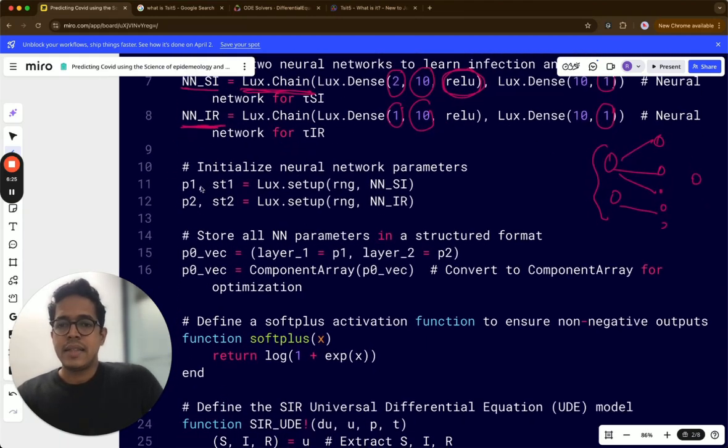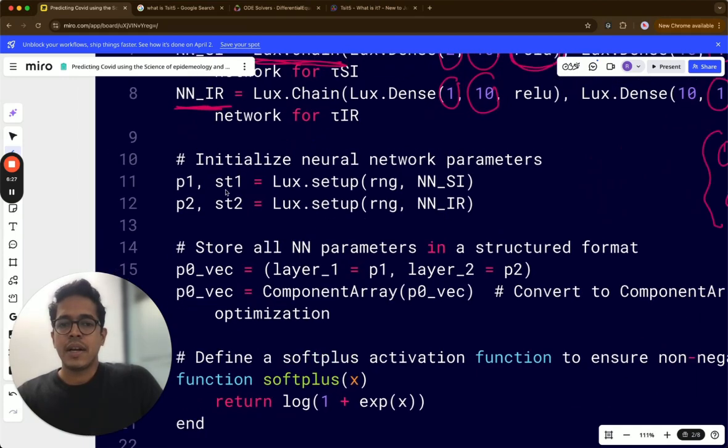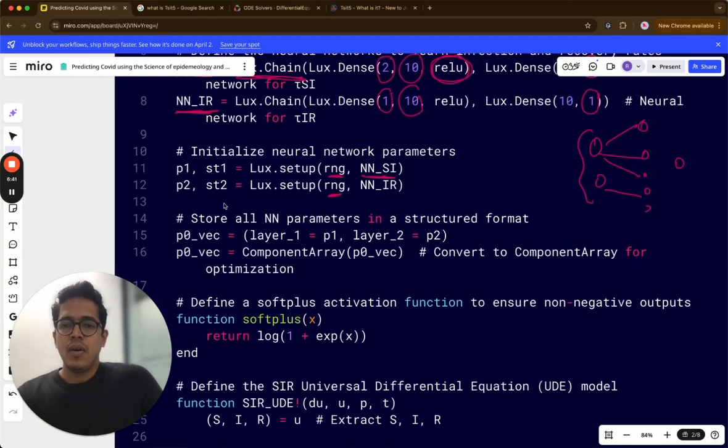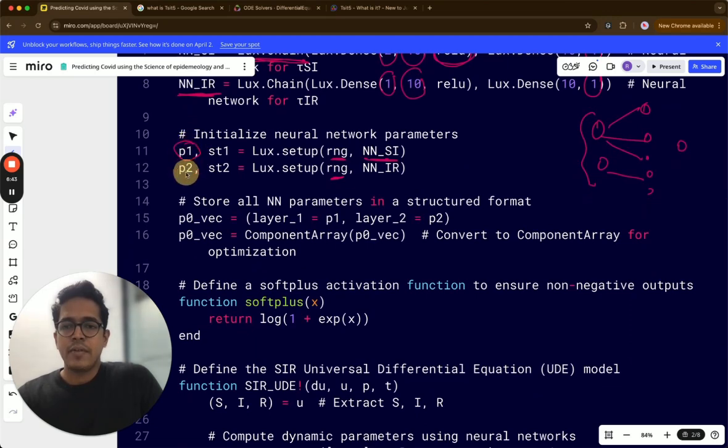Then these are the states and parameters of the first neural network. And here is where we pass the random number generator. So in the Lux.setup, we pass the random number generator plus the neural network architecture, which we defined just above. And then we get the initial neural network parameters. Now, by using these initial neural network parameters, we first want to store all of these parameters in a structured array format.